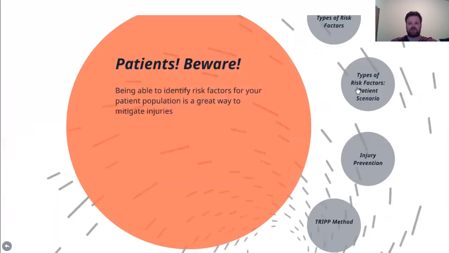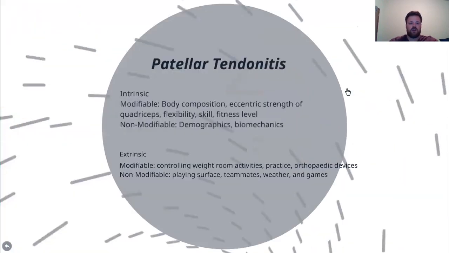So now moving into types of risk factors within our patient scenario here. If we're looking at a basketball athlete, modifiable intrinsic factors could be body composition. Maybe the athlete is a little overweight, and that's causing stress on him when he's running. Maybe the amount of forces from this composition is causing a lot of strain on his tendon.